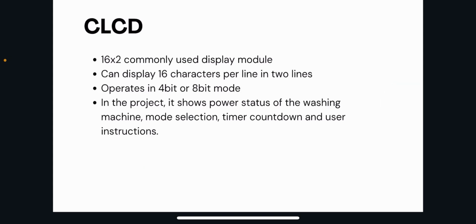CLCD. It is a commonly used display module which is used to display anything. It can display 16 characters per line in 2 lines. It operates either in the 4-bit mode or 8-bit mode. In our project, the washing machine simulation, it shows the power status of the washing machine, the mode selection, the timer countdown, as well as user instructions.